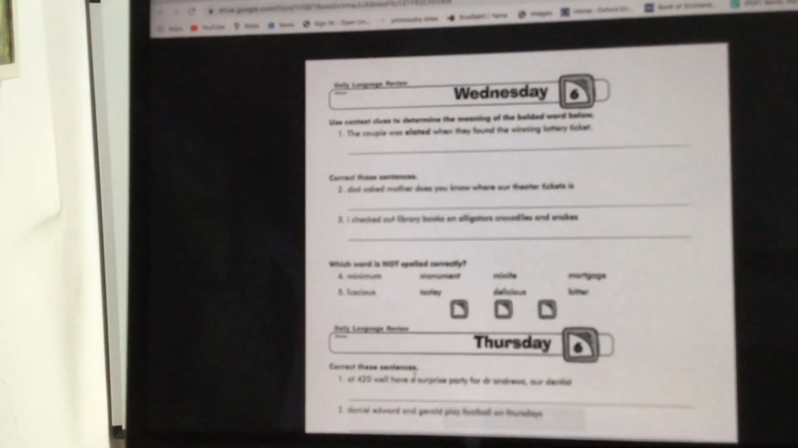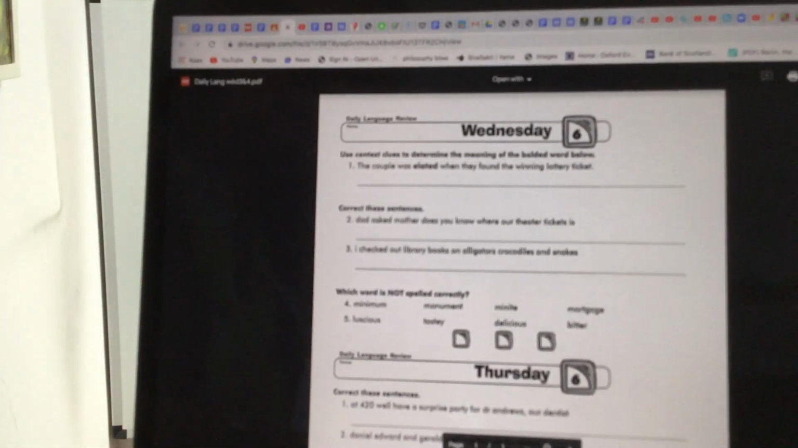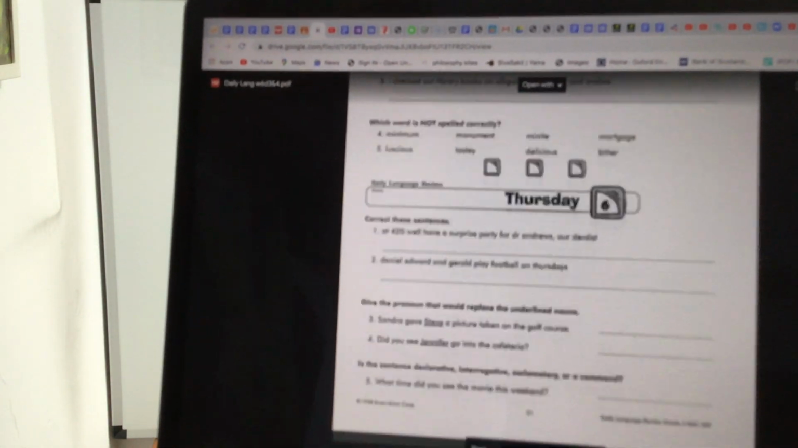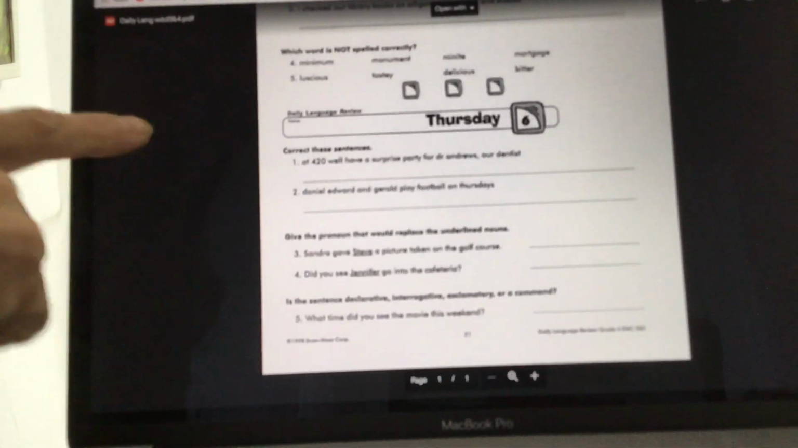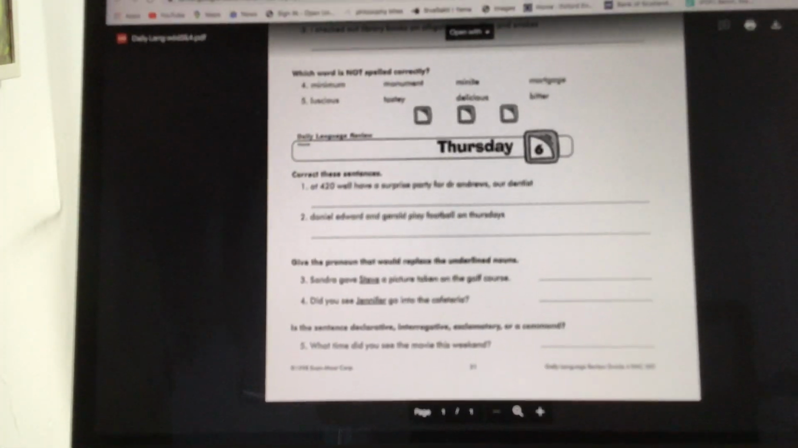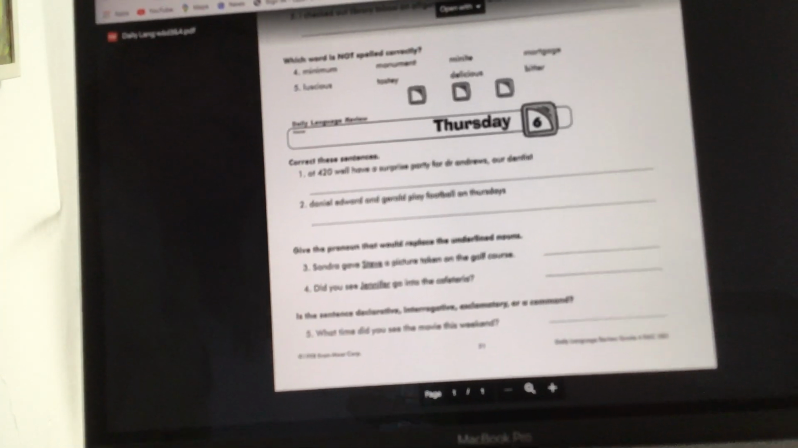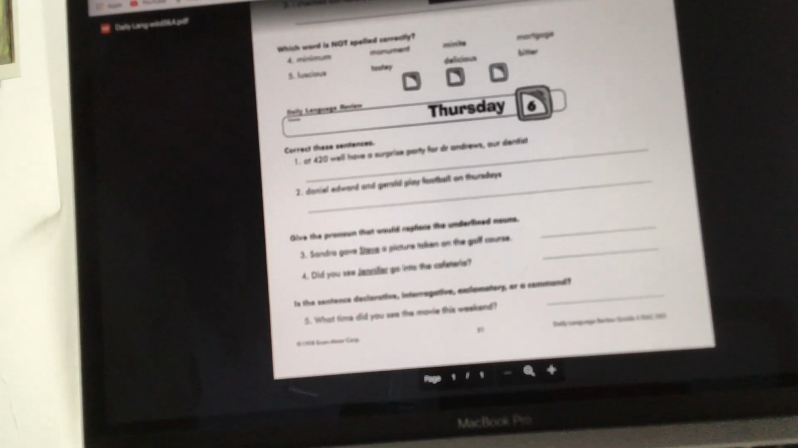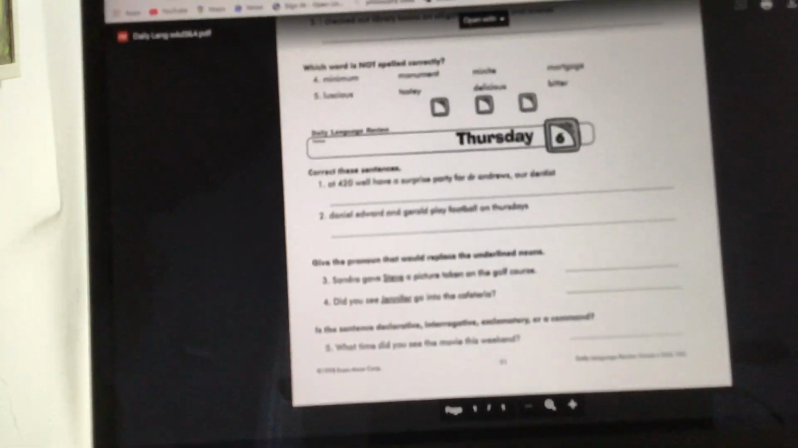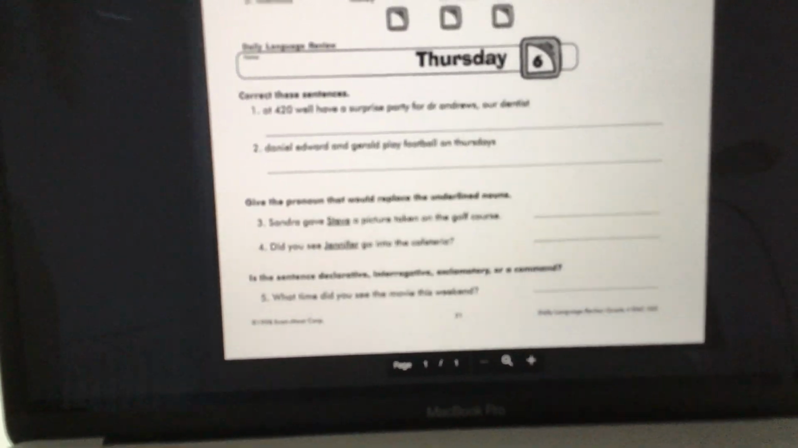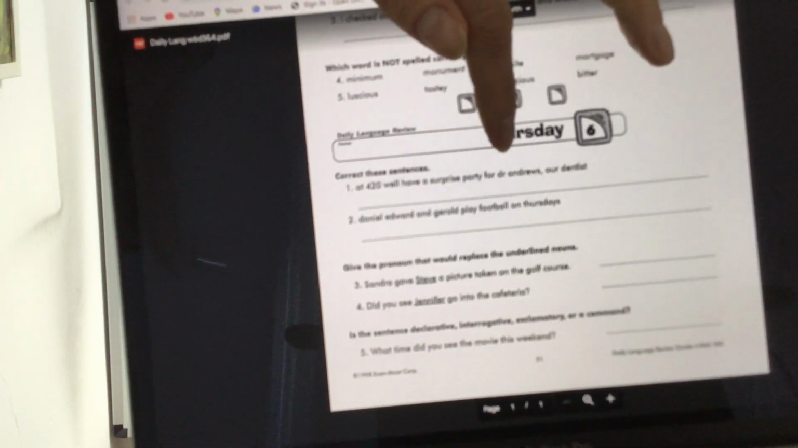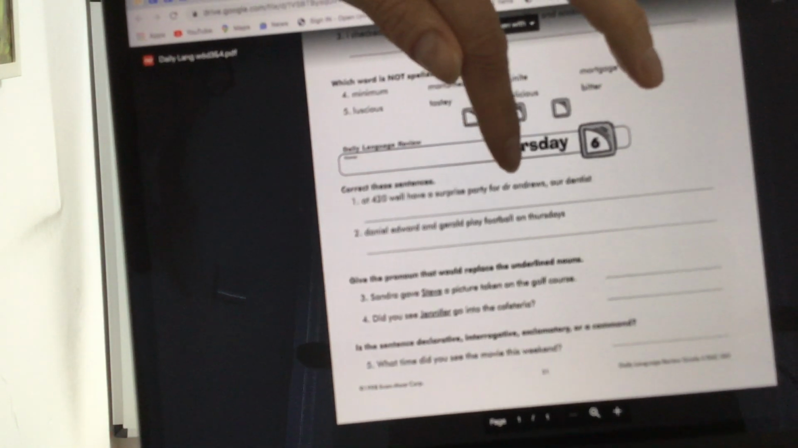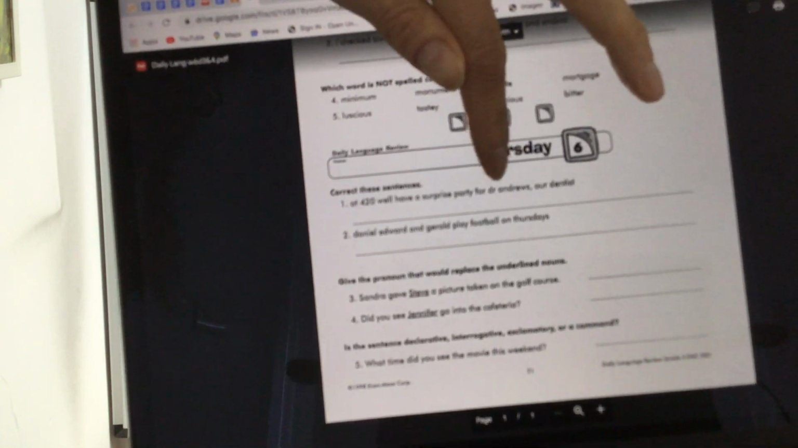Tomorrow you will be looking at, hold on, how do I pull this down? Tomorrow you will be looking at, or you might do this on Monday, I'm not sure how you work. Correct these sentences. So again, you've got punctuation. At 4:20, we'll have a surprise party for Dr. Andrews, our dentist. So I'd imagine the well means we'll, and they've forgotten the apostrophe for the contraction of we will. Okay, so you've got capitals, you've got to think about the capitalization for the title of these people and their name, his name, okay?